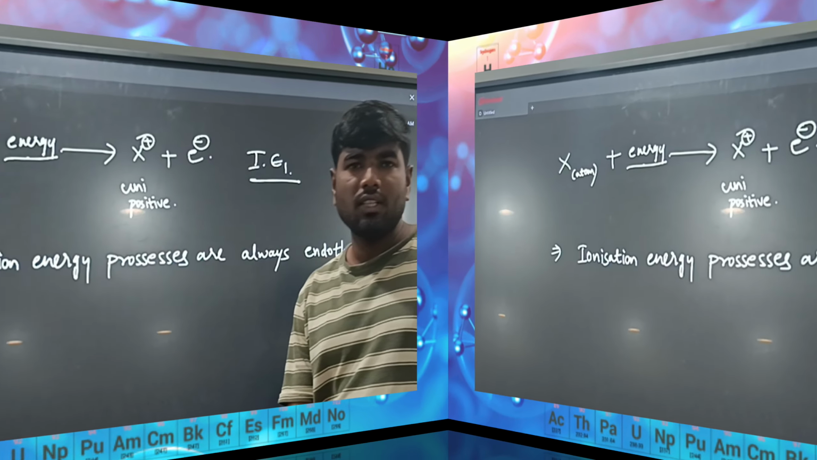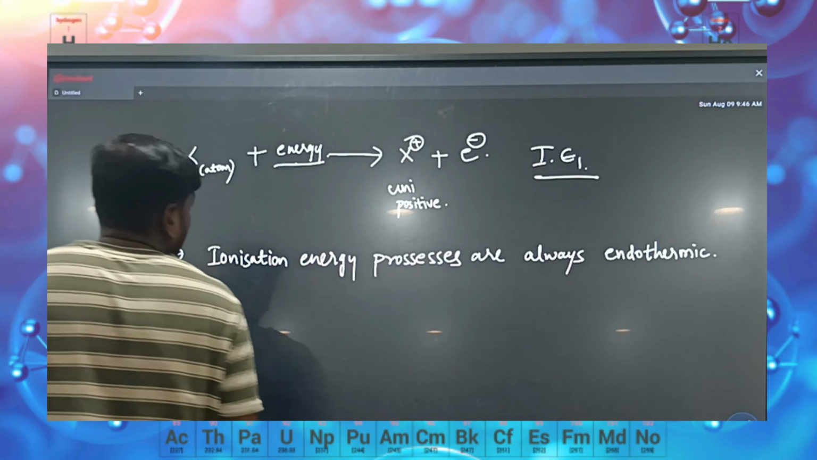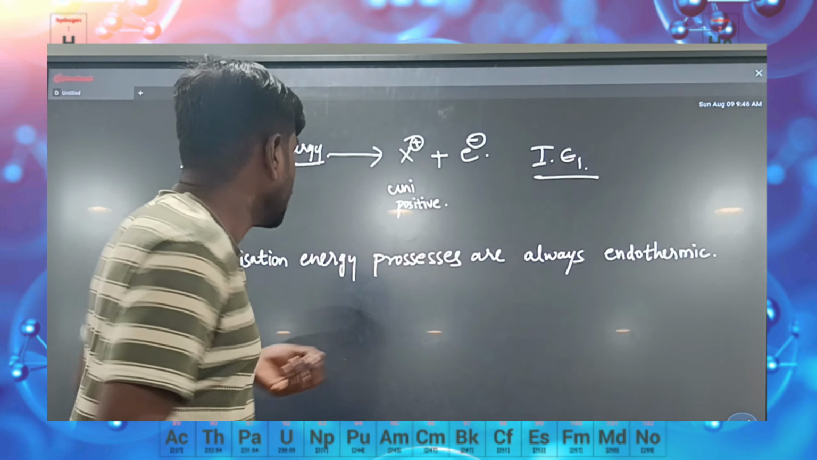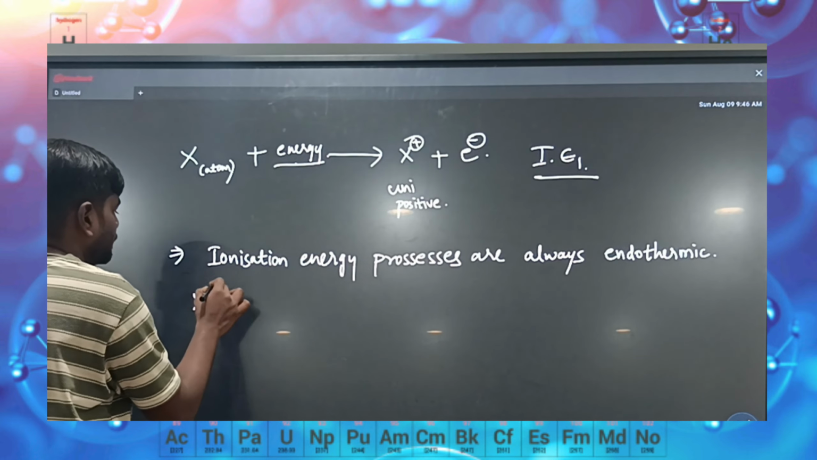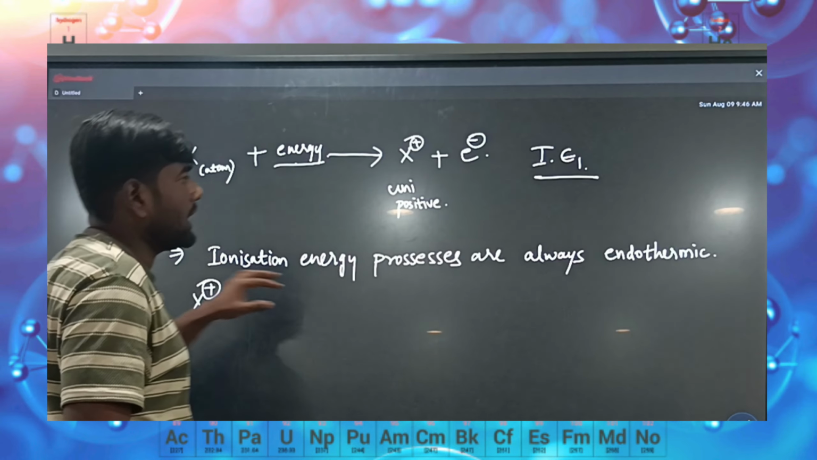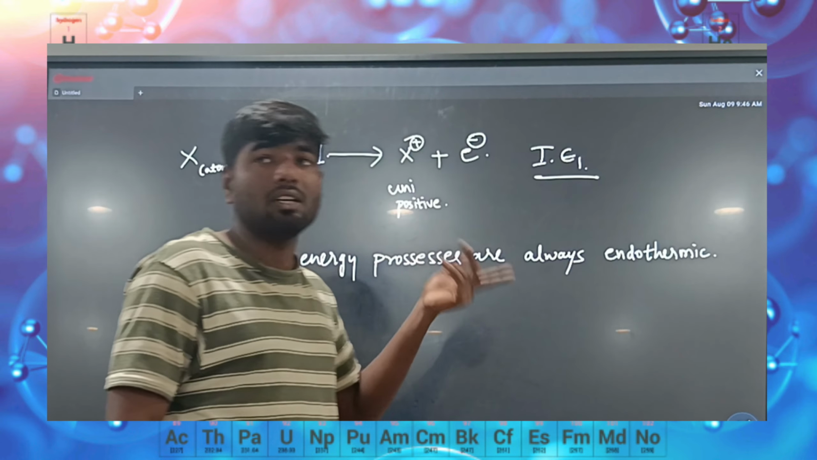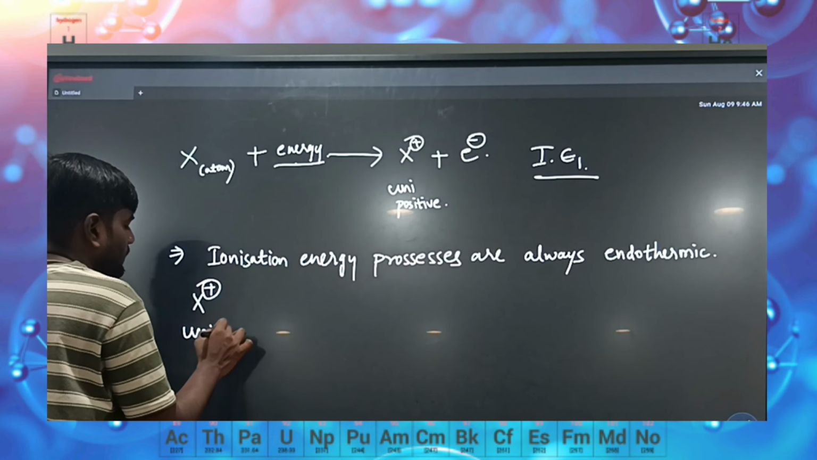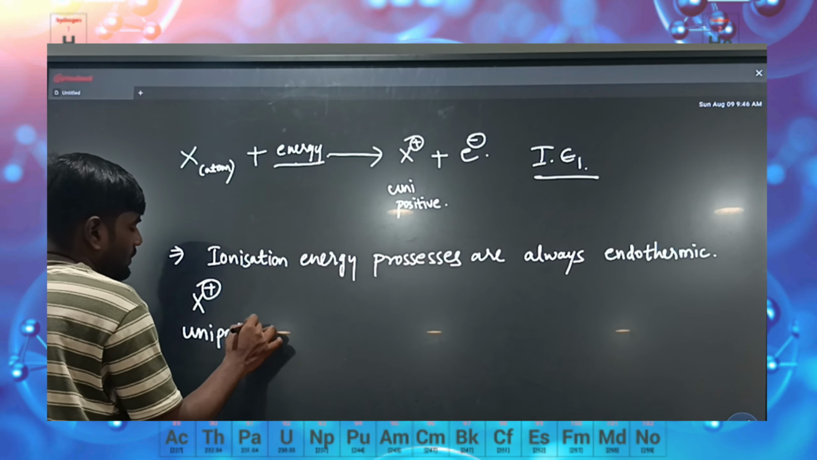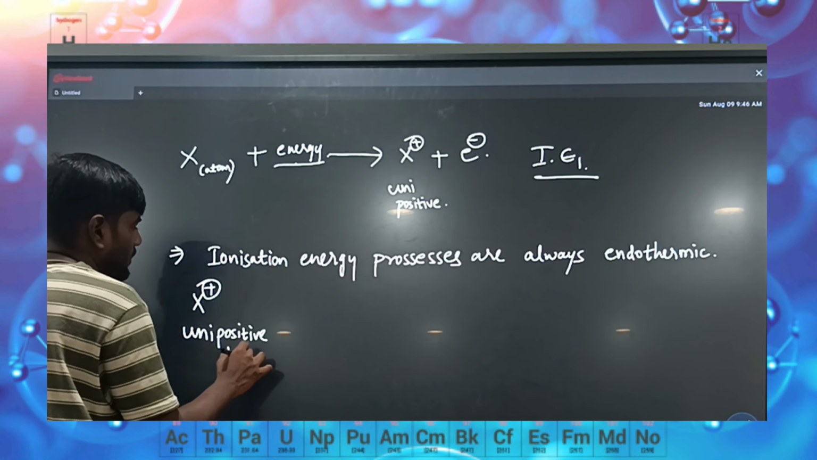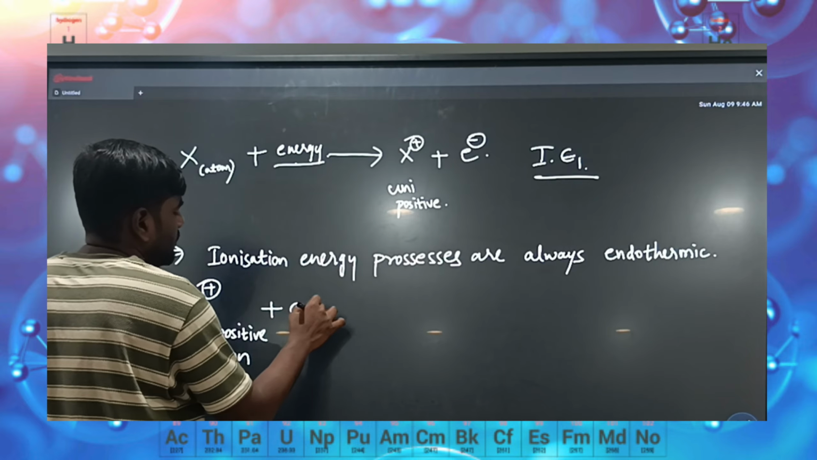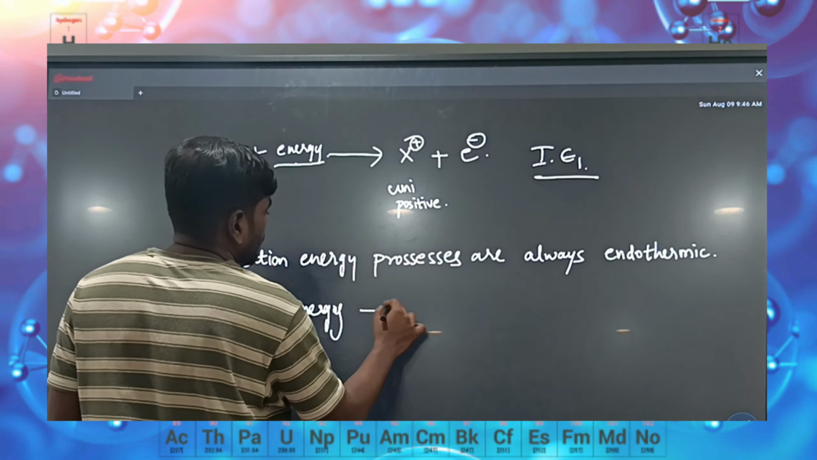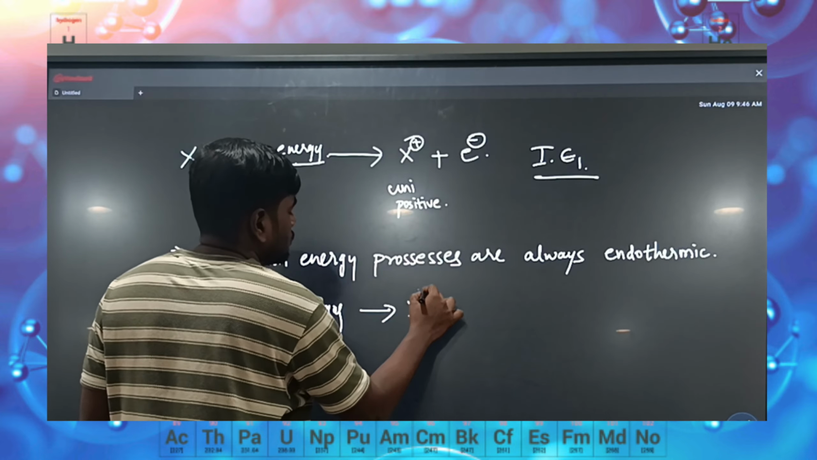So endothermic. Now the unipositive ion is formed. From there also we can remove one more electron. So X plus is there. This is successive electron removal, successive IE1, IE2. We can call it successive ionization energy. For the unipositive ion, again I am giving some energy. That energy is called IE. So X plus gives X2 plus.